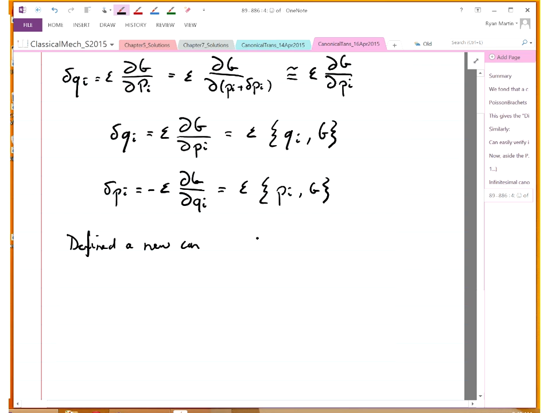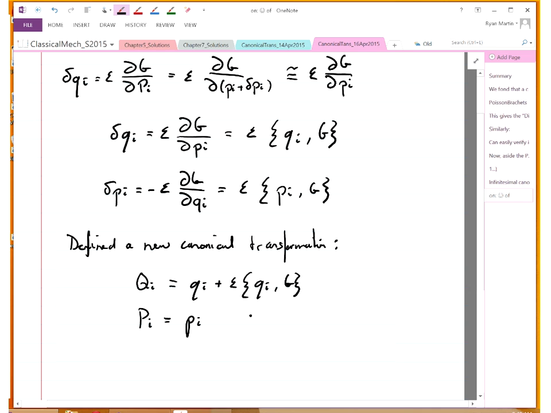So we've defined a new canonical transformation, where capital Qi is equal to lowercase qi plus epsilon times the Poisson bracket of qi with G, and capital Pi is the lowercase pi plus epsilon times the Poisson bracket of pi with G.